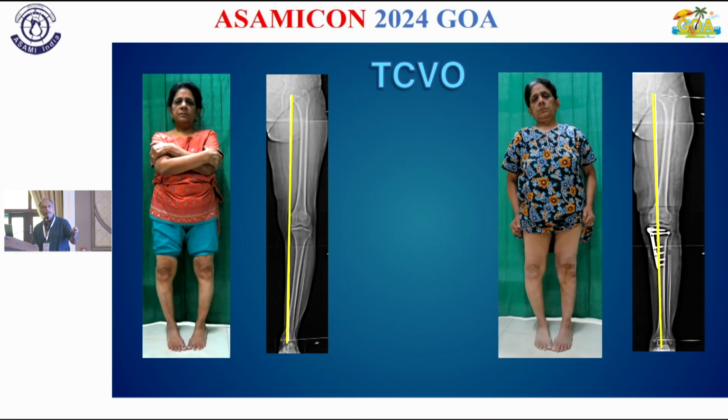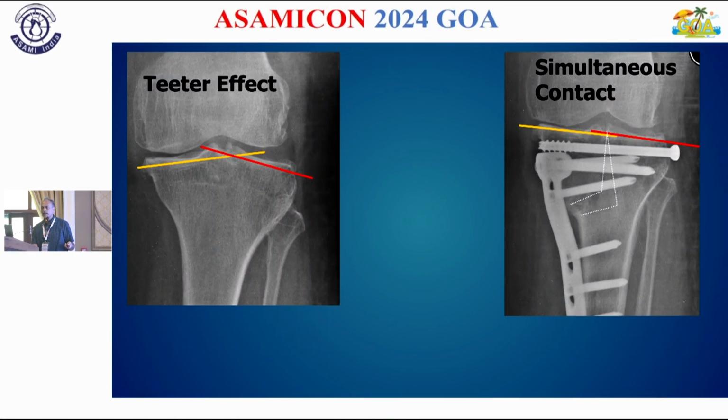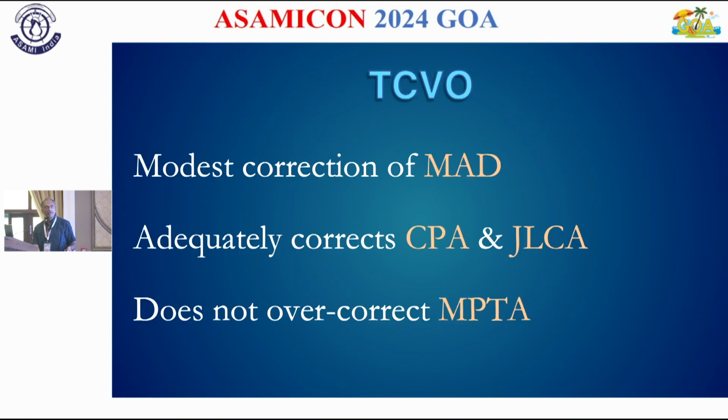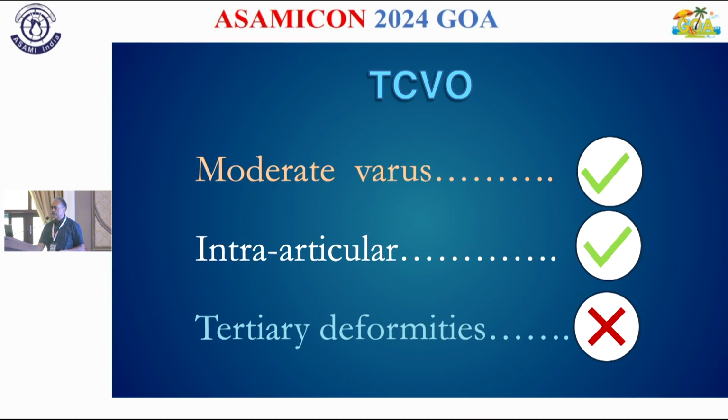You can see this. Now the condyles are collinear. In middle-aged ladies, it's very common to see this. And we've been doing it since the ASAMI International 2014, of which Professor Jhunjhunwala was the president, and I was the chairperson of the scientific committee, and Professor Teramoto came and taught us this. So this is the teeter effect, which goes away because you get simultaneous contact. So it corrects the MAD modestly, corrects the intra-articular, and doesn't overcorrect the MPTA.